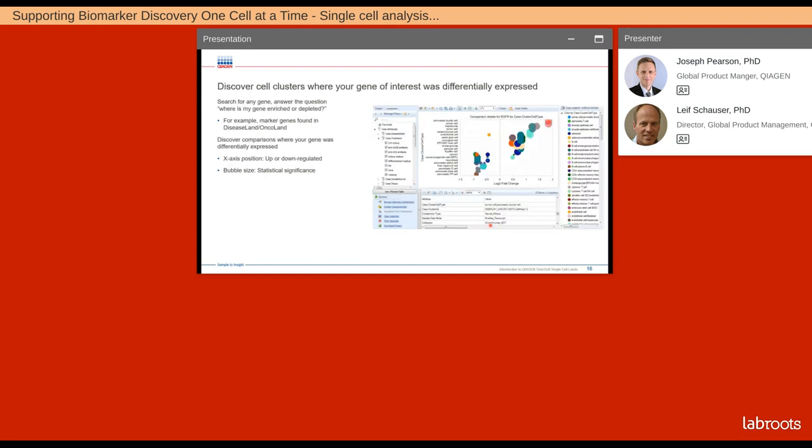You could also search for any gene and quickly see where your gene was upregulated or downregulated within the pre-computed statistical comparisons. And this is really great for confirming details of marker genes you might have found in a disease study in DiseaseLand or OncoLand after you've found candidate biomarkers for disease, treatment, etc. Within the differential expression bubble plot, identify the specific cell clusters where your gene is differentially expressed, helping you refine your hypotheses.